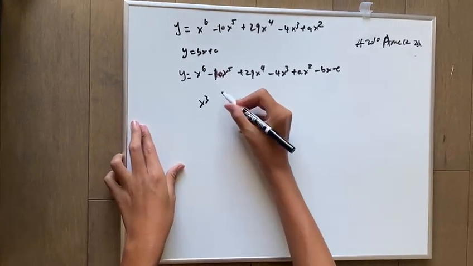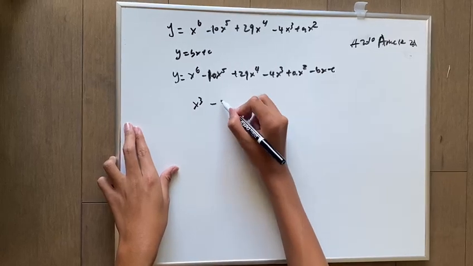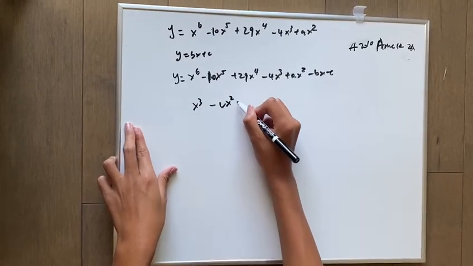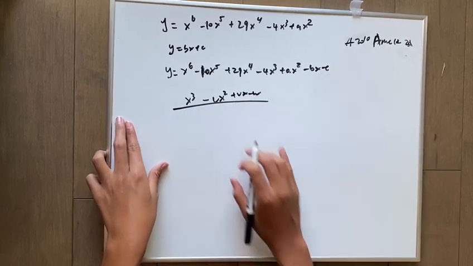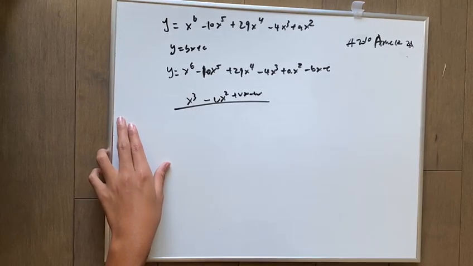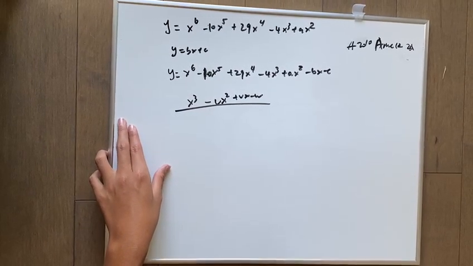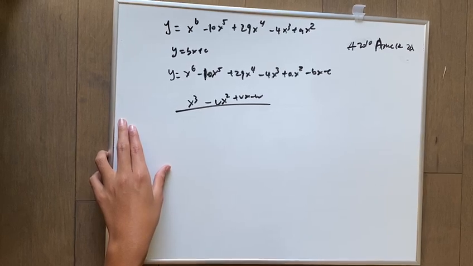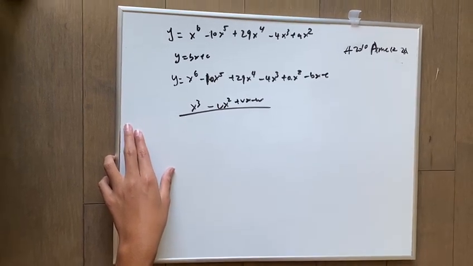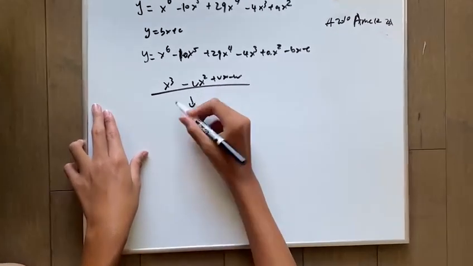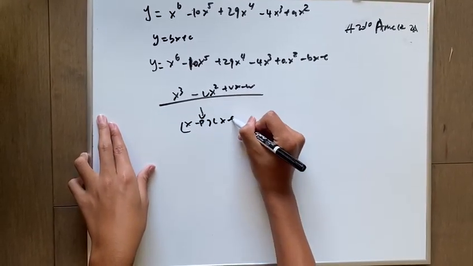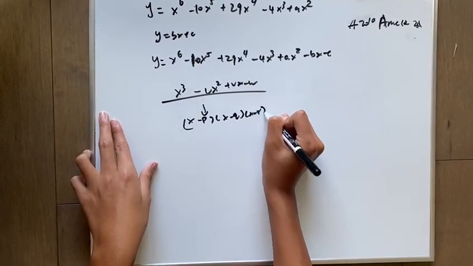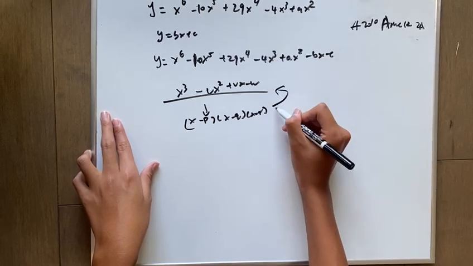x to the 3rd minus ux squared plus vx minus w. So this is going to be the equation at which these intersect. And p, q, and r are going to be the roots of this cubic polynomial. So we can write this as equal to (x minus p)(x minus q)(x minus r). And these two are equal to each other.